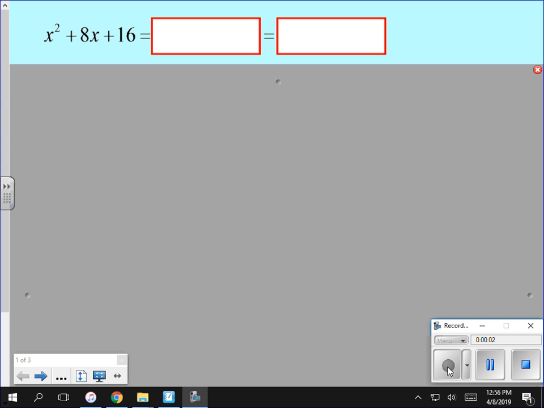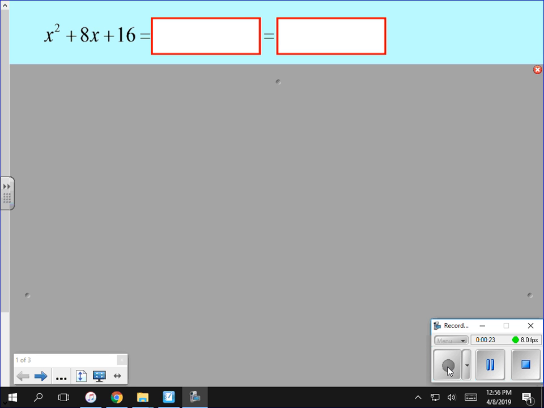First problem we have here, and all I'm trying to do today is establish how perfect square quadratics look in the three different forms you see them. So I have x squared plus 8x plus 16. This is a perfect square, which is what we're trying to get our hands around.